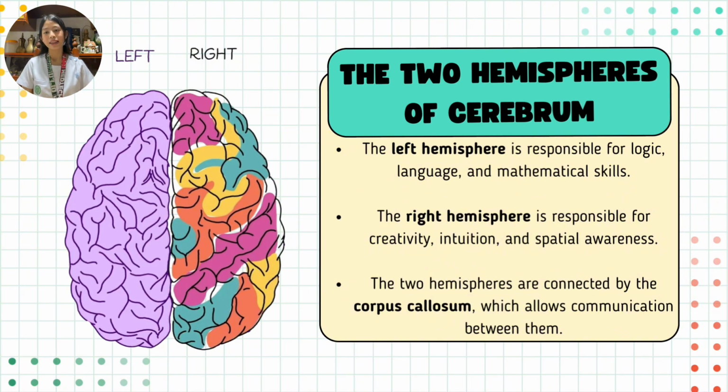So basically, the left hemisphere is more active when you write an essay or solve problems, while your right hemisphere is engaged when you are painting or playing music. Both halves are connected by the corpus callosum, which acts like a bridge to help them share information.